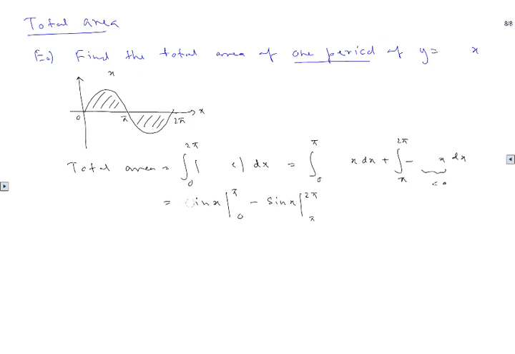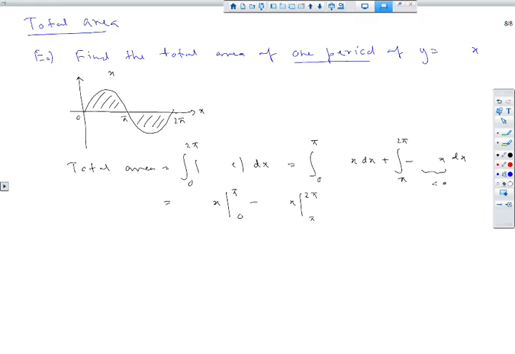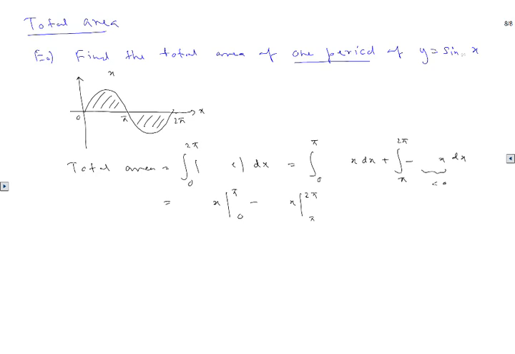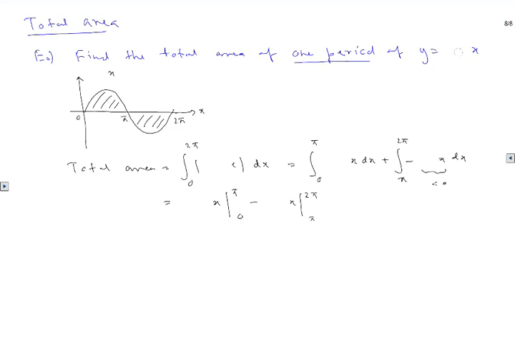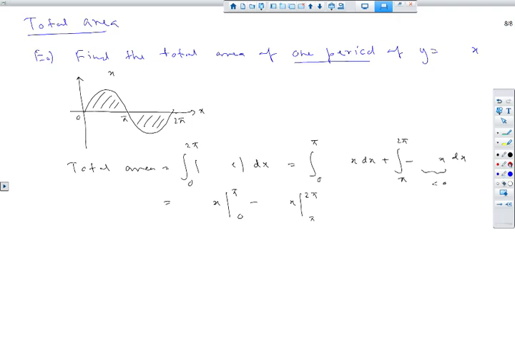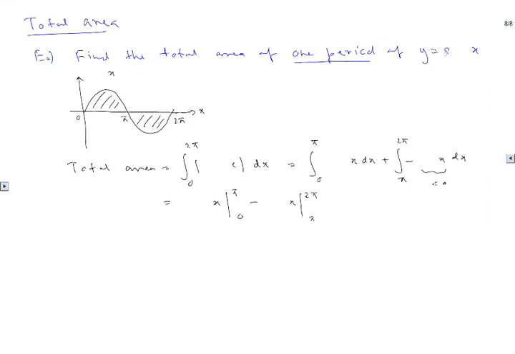Okay, so now we can slightly modify the problem. What we have is: find the total area of one period of sine x. Let's do sine x.